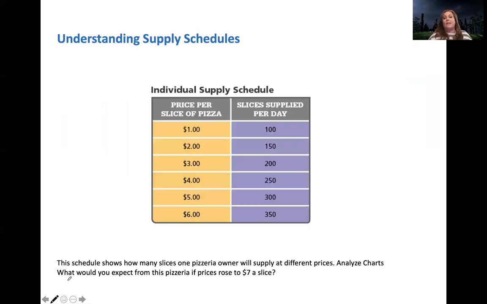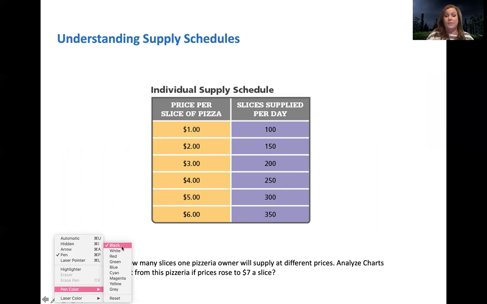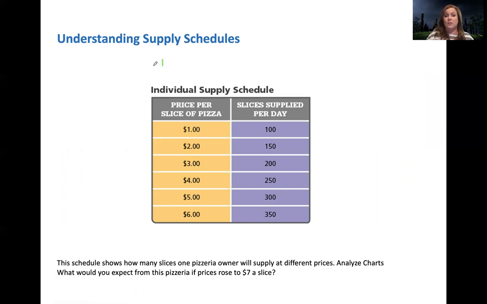So let's look at an individual supply schedule. This might be just one individual group. Let's just say this is Papa John's. It could be Pie 5. It could be Jolly Ollie's. It could be Bluegrass Pizza. One individual pizza place. And so as you see, at $1, they're willing to supply 100. But at $6, they're willing to supply 350. And we have all the little ones in between.